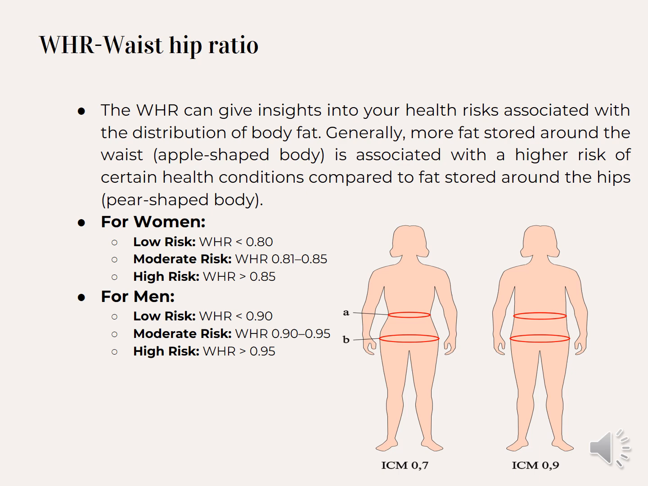Now, for women, low risk WHR is when it is less than 0.8. Moderate risk is when it is between 0.81 to 0.85, and high risk is when it is more than 0.85. For men, the values differ. Low risk is when it is less than 0.90, moderate risk when it is 0.9 to 0.95, and high risk when it is greater than 0.95.